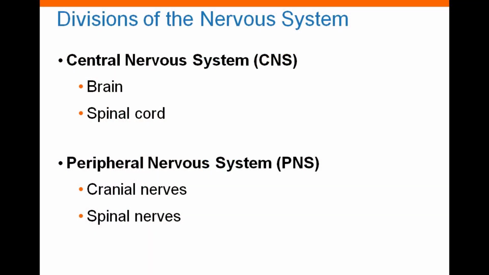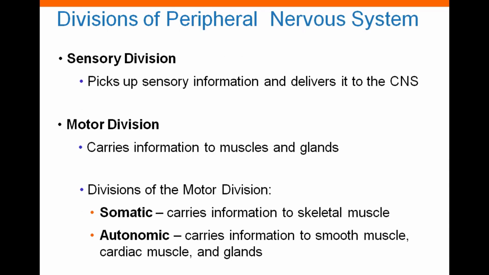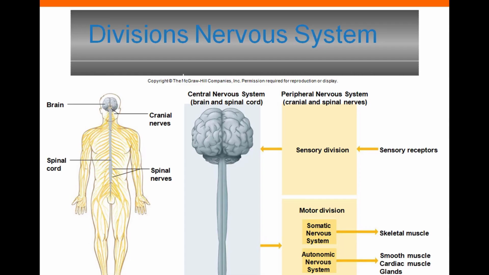The nervous system can be divided into two major regions, the central and peripheral nervous system. The central nervous system, CNS, is the brain and spinal cord, and the peripheral nervous system, PNS, is everything else: the cranial nerves, spinal nerves, etc. The brain is contained within the cranial cavity of the skull, and the spinal cord is contained within the vertebral cavity of the vertebral column.